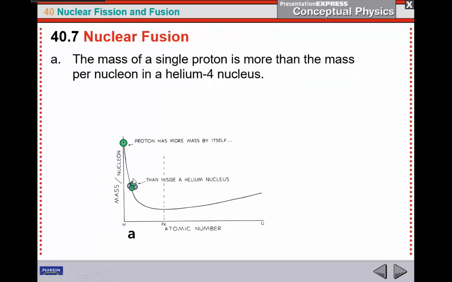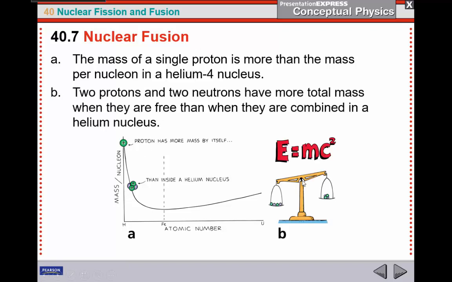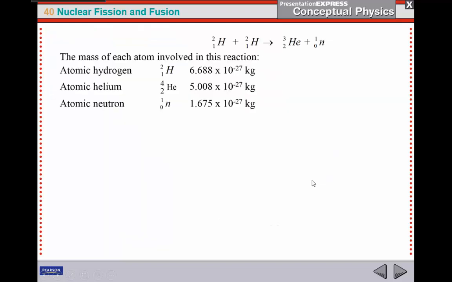The other process is called fusion. Fusion is what allows us to combine things, and again, the proton has more mass by itself than when it's actually inside the nucleus. So therefore, we have a mass loss. So that's again the same process there. That's interesting.